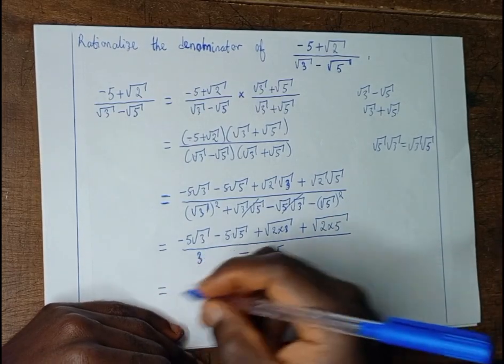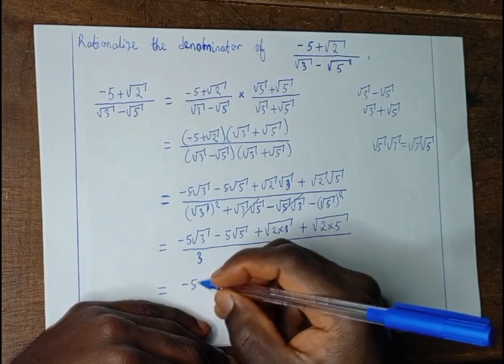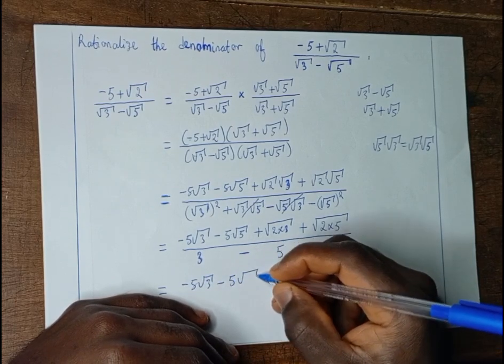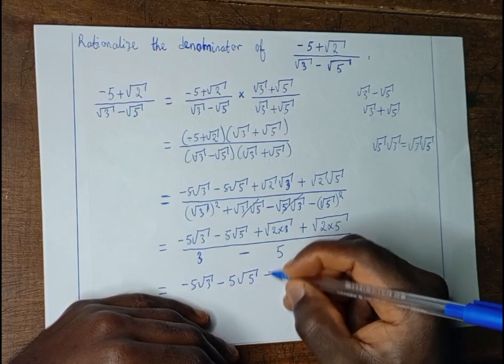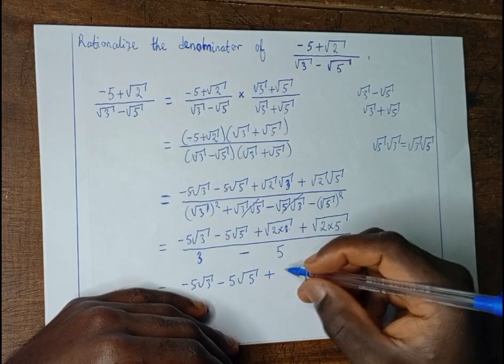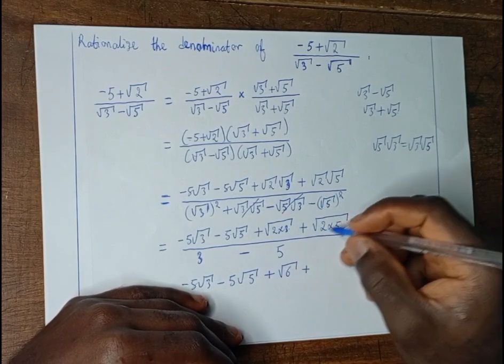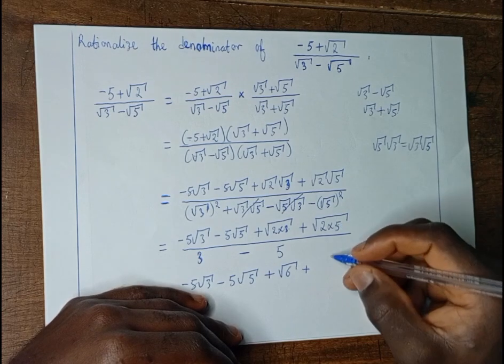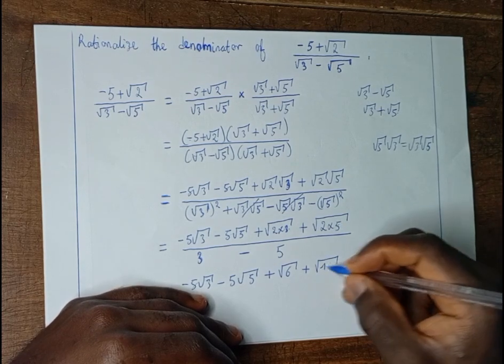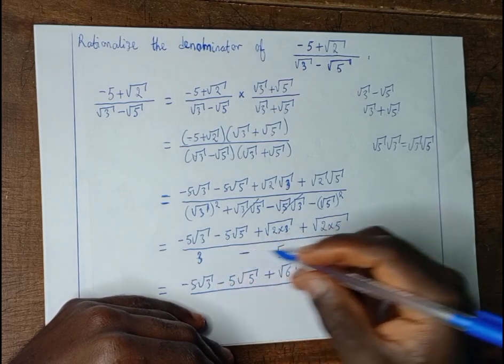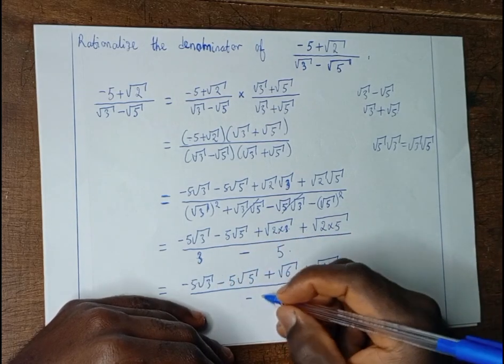So this will simply be equal to -5√3 - 5√5 plus 2 times 3 gives us 6. So this will be √6, plus 2 times 5 gives us 10. So this will be √10 all over 3 minus 5 gives us -2.